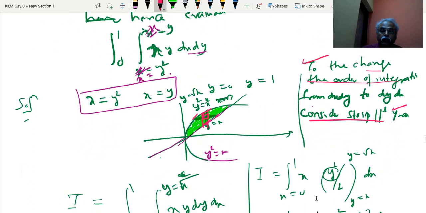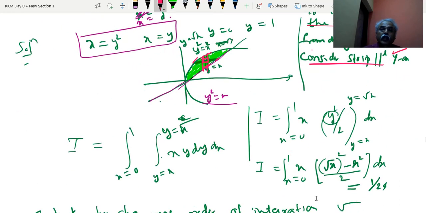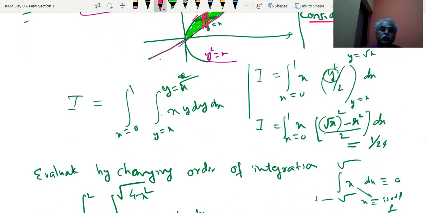So first of all, when you change the order of integration, y goes from y equal to x to y equal to square root of x. Naturally, this whole thing will move from point 0 to point 1. Now once the order is changed, remaining the same, we can go on integrating.